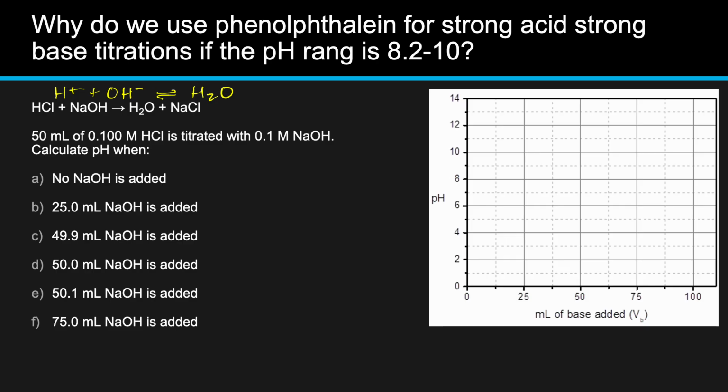And we know this is a complete neutralization. So for 1 mole of hydrochloric acid, we need 1 mole of sodium hydroxide to completely neutralize that into water. So that's going to help us with these calculations. So first, we're going to calculate the pH when none of the sodium hydroxide is added. So all we have is our 0.1 molar hydrochloric acid.